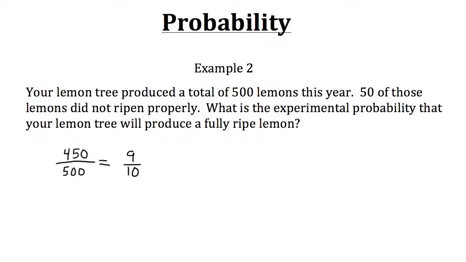And again, we could express that in a couple other ways. We could express that as a decimal, so when we do 9 divided by 10, we get 0.9. Or we could express that also as a percent. So when we move the decimal place over to the right 2 places, we get a 90% chance. So you have a 90% chance of getting a fully ripe lemon from your tree based on this observation. So that's about it for experimental probability. Let's take a look at another type.